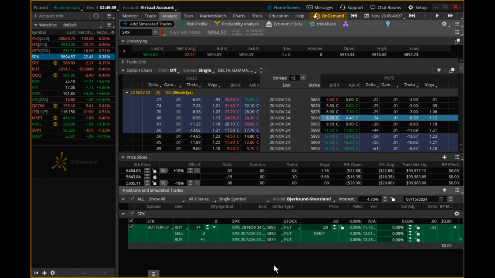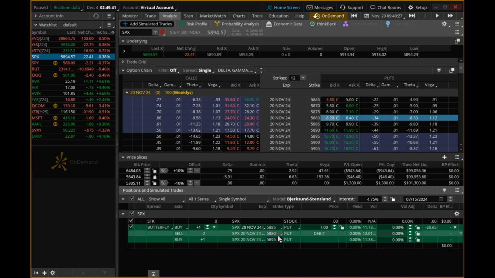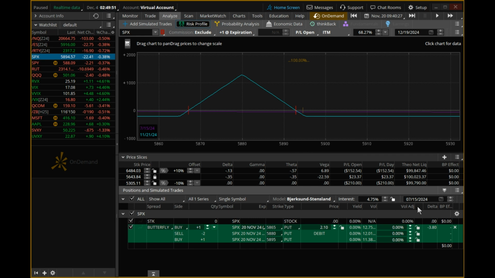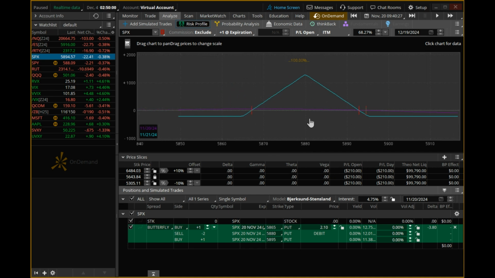So 80 plus 15 is 95. Minus 15 is, what's that, 65? $2.10. All right. What date are we on? November 20. There we go. All right, where's the market? The market, my friends, is sitting here. So it's going to cost $2.10. Let's lock that in. $2.10.